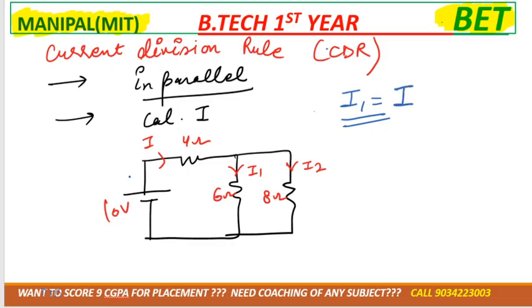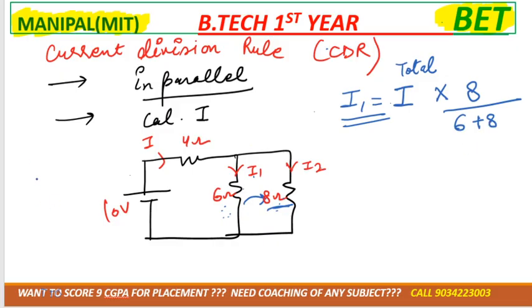Here the total current I am writing down, multiplied by the opposite resistance of the branch in which you need to calculate the current, the one that is connected in parallel. Suppose you need to calculate I1, then the opposite resistance connected in parallel to I1 is 8 ohm. Okay, divided by the sum of the resistors which are connected in parallel. So what are those two resistors connected in parallel? That is 6 plus 8.